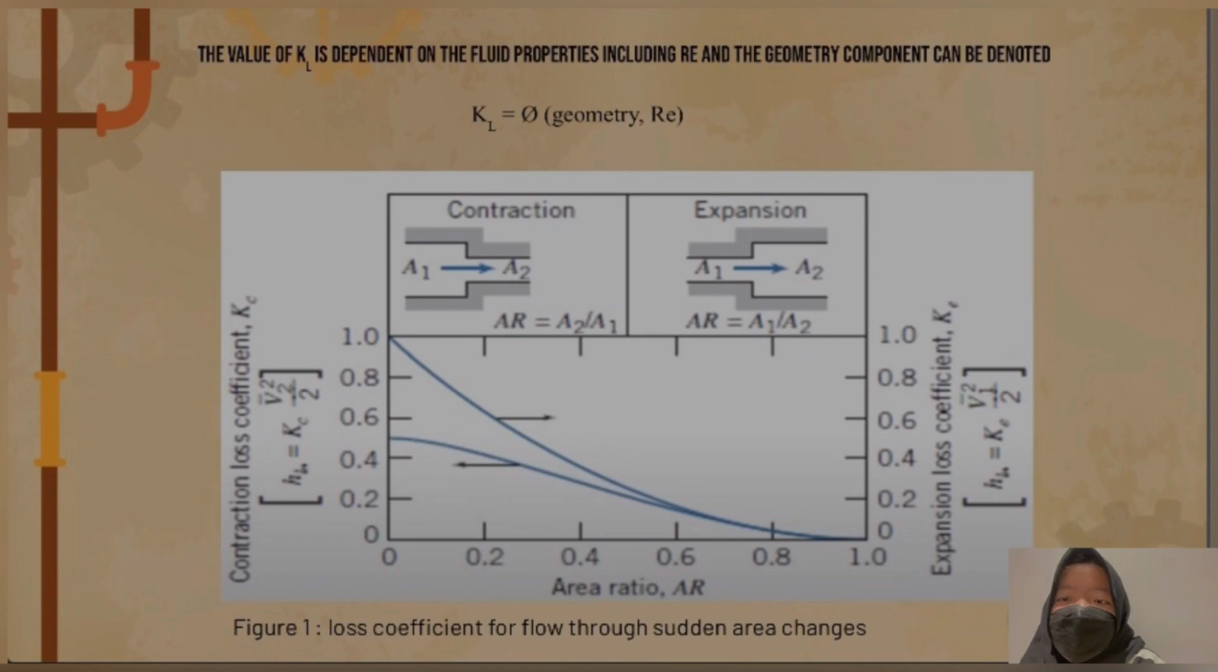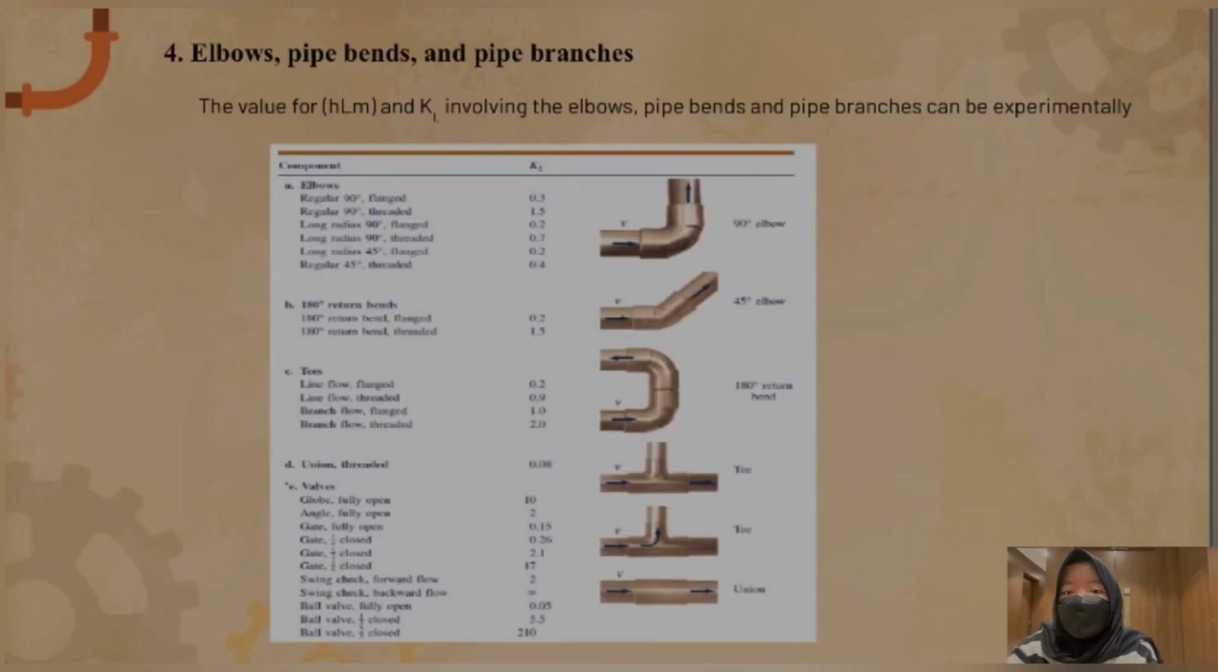So we can get the KL value from flow through a sudden expansion or enlargement and contraction from the continuity equation and the momentum. For elbow pipe bends and pipe branches, the values for HLM and KL can be determined experimentally. The next tested geometries are elbow pipe bends and also branches.